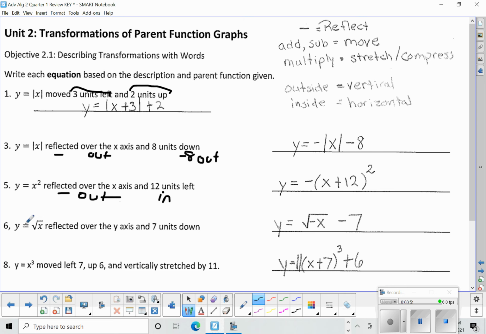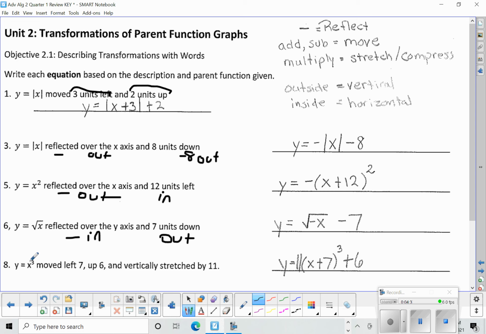Number 6, y equals the square root of x, reflected over the y-axis. Now I've got a negative, and it's on the inside. Because remember, if I reflect over my y-axis, I'm going sideways, which is going to affect the value of x. And 7 units down, that's going to be outside. So now y is equal to the square root. How do I make a negative on the inside? I use the radical and I put the negative inside. And then down will be minus 7 on the outside.